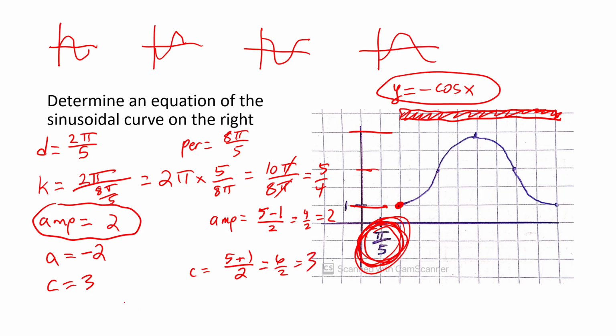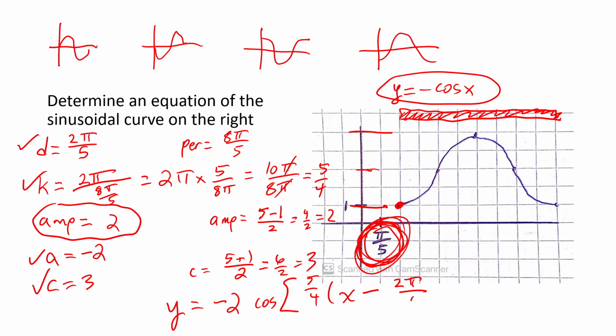So putting all of that together in this case, we've got our a, k, d, and c values with check marks next to them. And we can say that the equation of this curve is y equals negative 2 cos of 5 over 4 times the quantity x minus 2 pi over 5, plus 3.